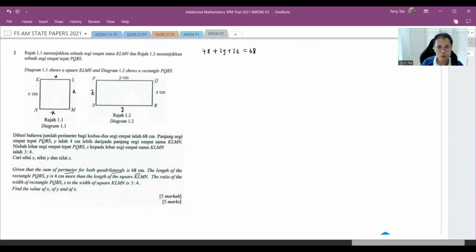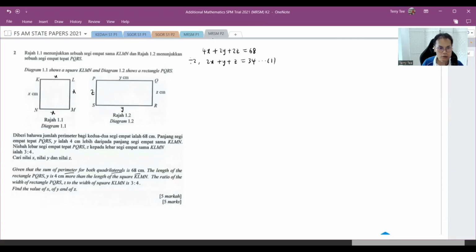So for number 2, I think we can simplify this equation. And for me, I can see that all these are divisible by 2. So when I divide by 2, I will get 34. Yeah, this will be your first equation. Okay, the second equation will be this.